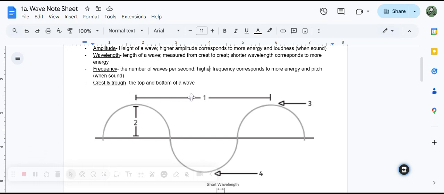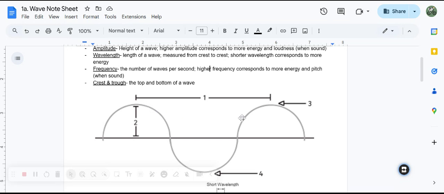Wavelength, that's going to be number 1, right? It is usually measured from the crest, which is number 3, the top of the wave, to the next top of the wave, and that would be the wavelength. So basically what that is describing is how often the waves are crashing, which then gets us to frequency. The frequency is just the number of waves per second. A higher frequency means that the waves are crashing more often. So if you're at the beach, rather than having one big wave every 5 minutes, maybe you're having one big wave every 1 minute, right? That would increase the frequency.